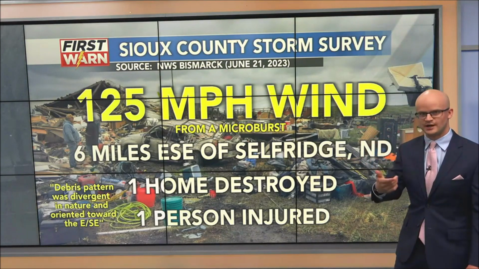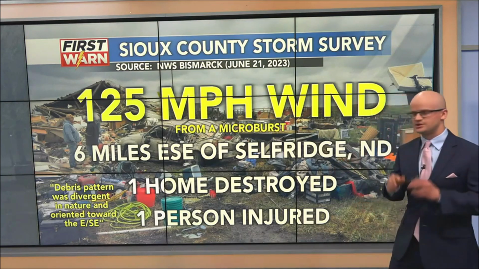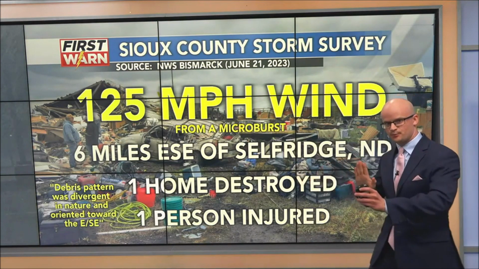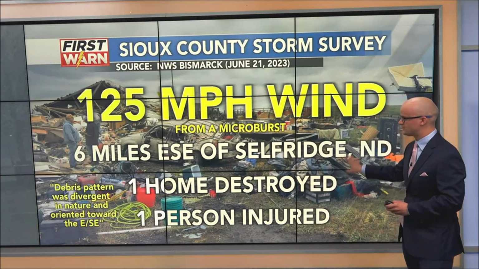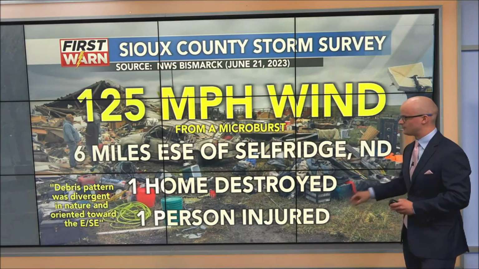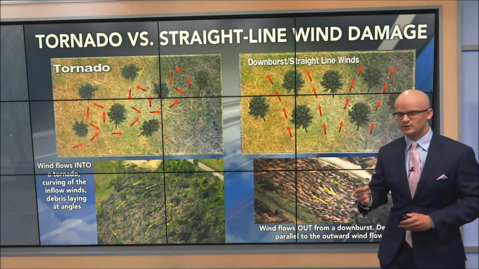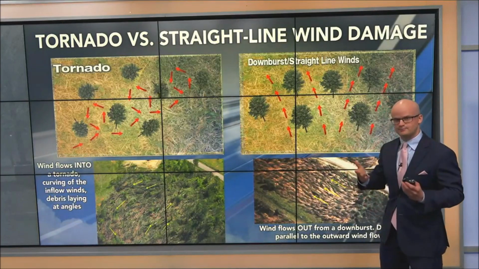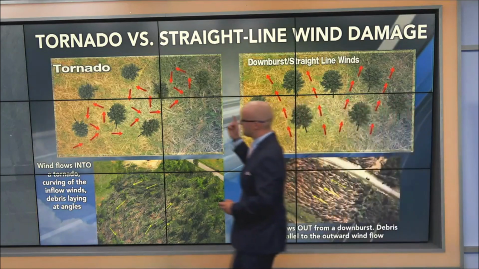The National Weather Service went out and did a damage assessment and came up with a conclusion that the debris pattern was divergent in nature, but all of the objects were pushed towards one direction, towards the east-southeast, with one home destroyed southeast of Selfridge and one person injured. So the difference between tornado damage and straight line wind damage is that all of the winds from the downdraft or the microburst push the objects towards one direction, versus tornado damage.